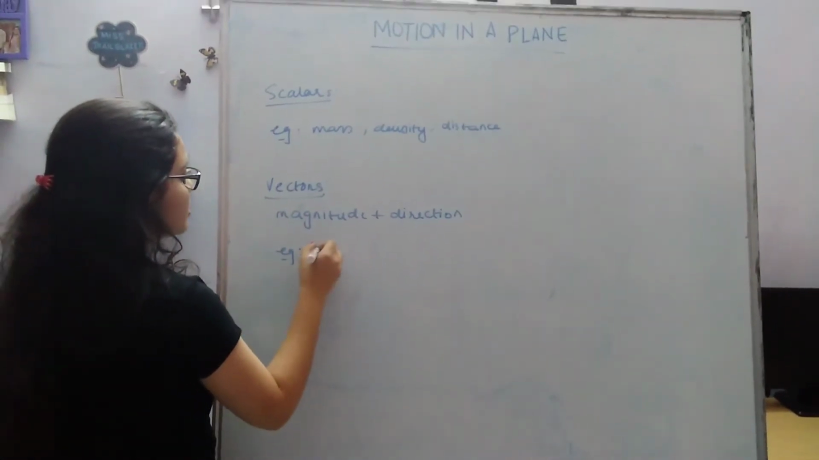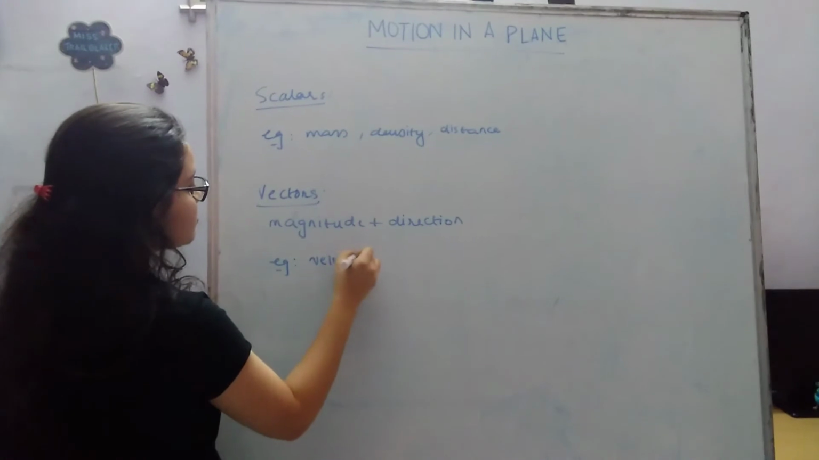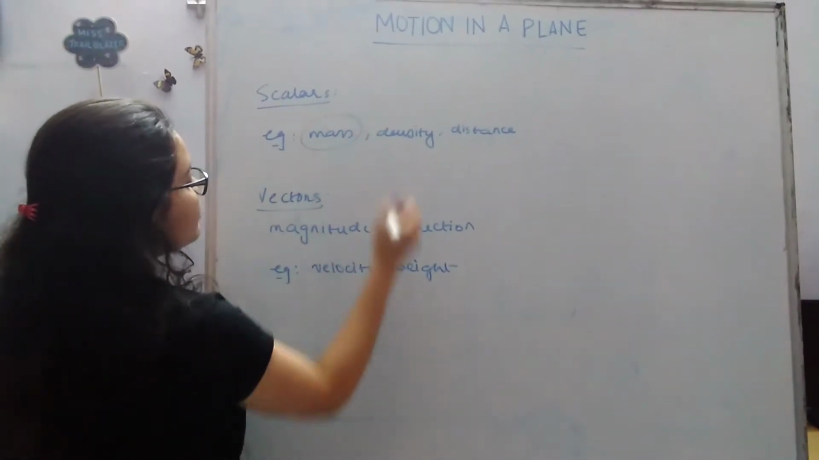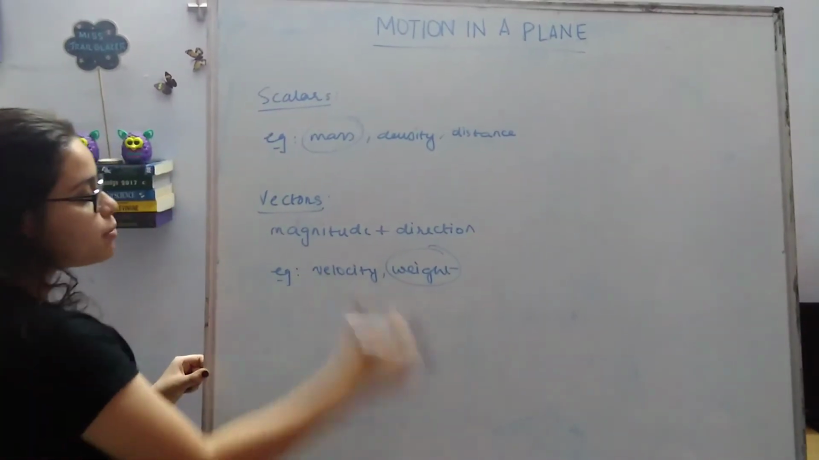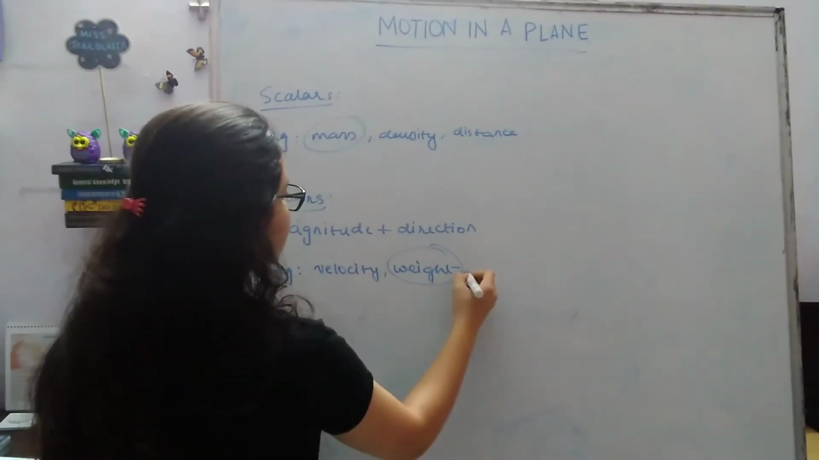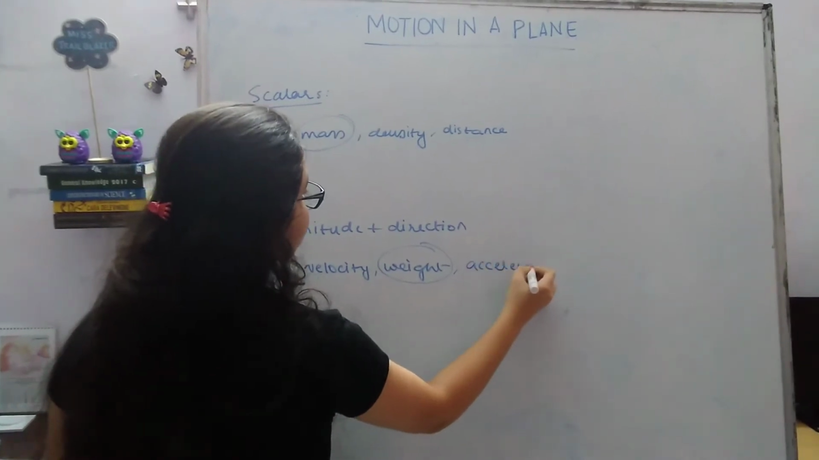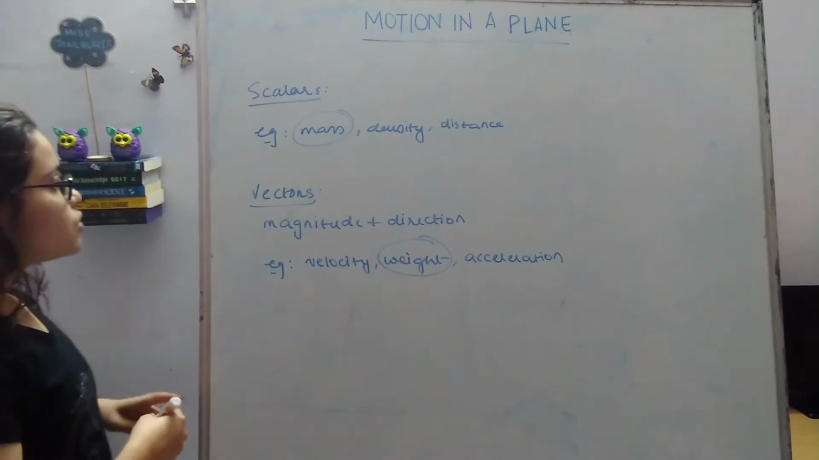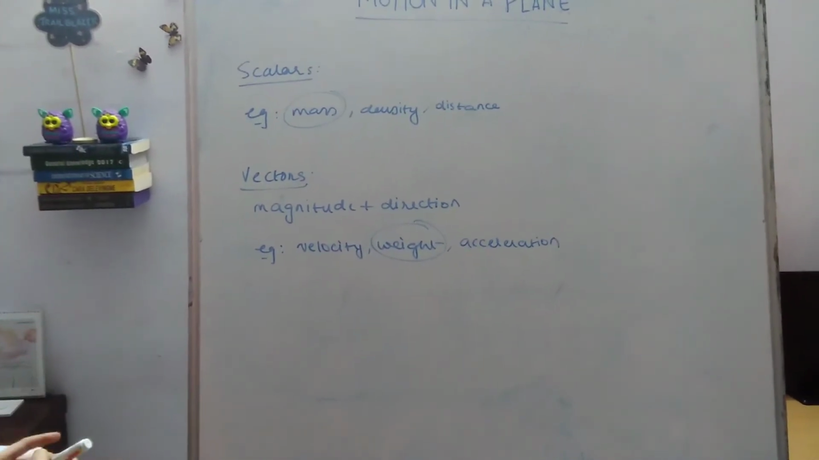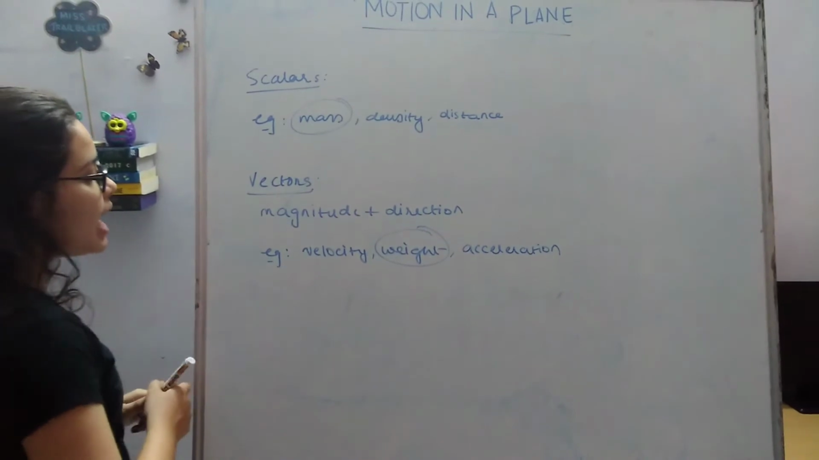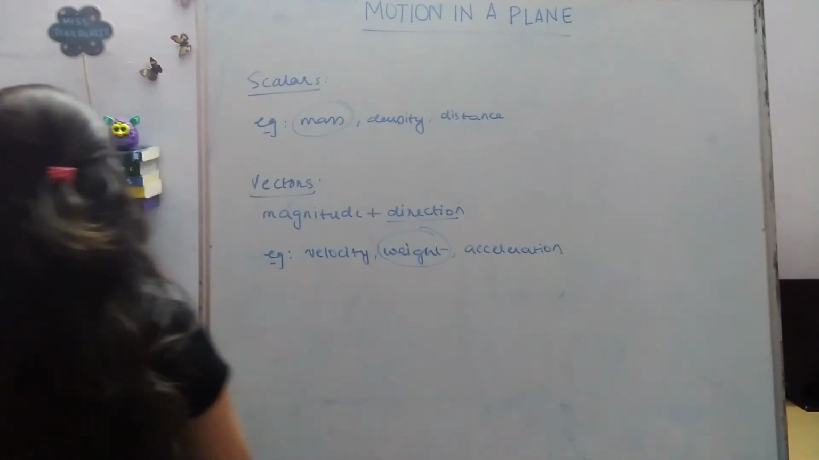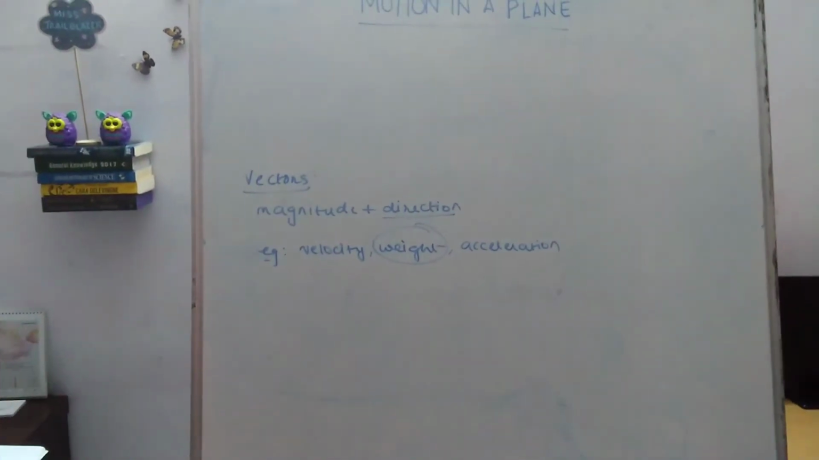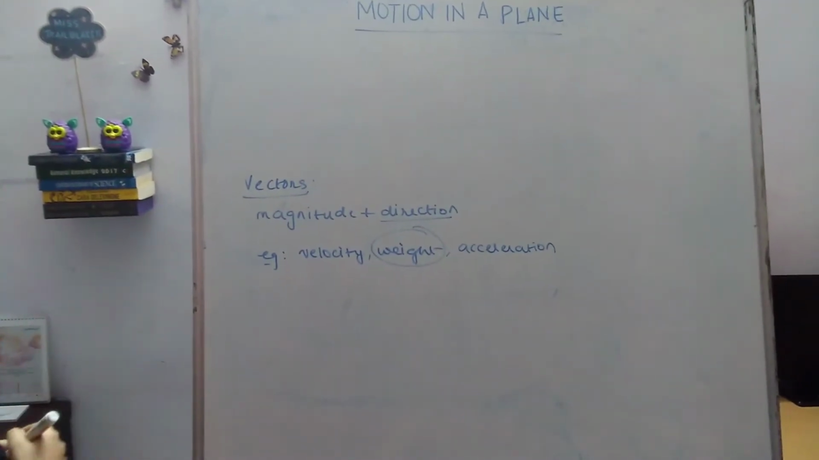Examples: velocity, weight. Remember, mass and weight are two different quantities. We will see more about this in gravitation, acceleration, and you have many others. Okay, so now we have seen that if we want to discuss direction, you can forget about scalars and focus only on vectors, because we will be dealing with vector quantities in this chapter.